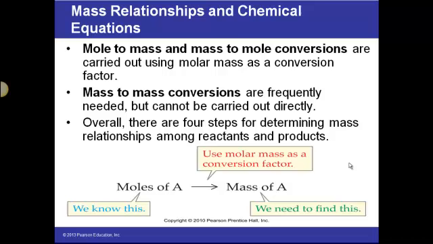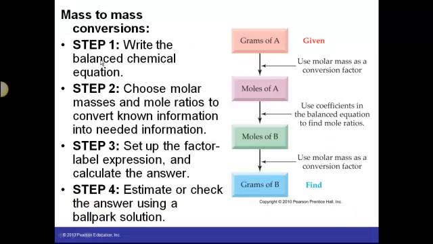So overall, there's going to be 4 steps to help us determine the mass relationships within our chemical equations, since our chemical equations are written in terms of moles. So step 1, you need to write a balanced chemical equation. We've been practicing that in chapter 5, and we'll get more practice with that in chapter 6 as well. Then you need to choose the molar masses and the mole ratios to convert known information into the needed information. So you do this, and then you set up the factor label expression, and you calculate your answer.